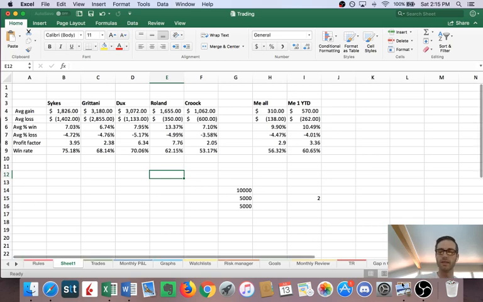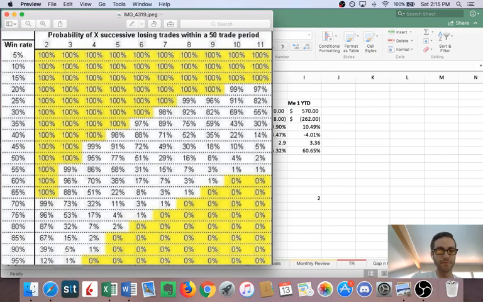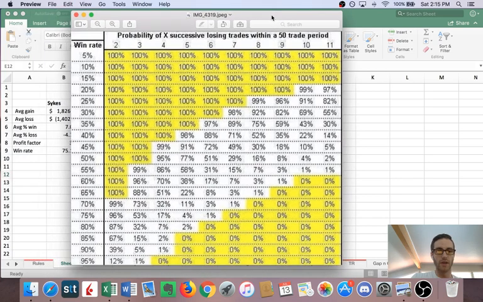And the reason for that is, if you look at this graph here, I'll explain it to you right here. This is your win rate on the left, and this is the number of losses you could potentially take in a 50 trade period, right? So if you win only 5% of the time, the chances of you taking 2 losses in a row to 11 losses in a row is 100%. If you win 95% of the time, the chances of you losing 4 times in a row to 11 times is 0, right? You're rarely ever going to lose 2 or 3 times in a row.